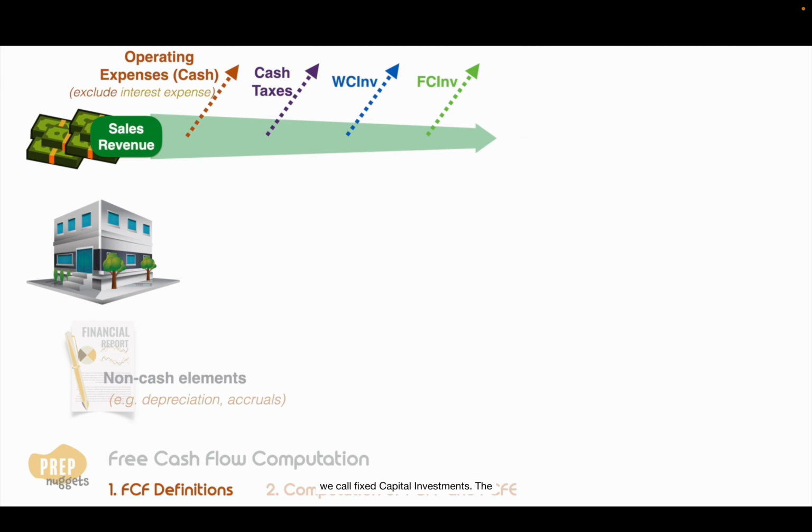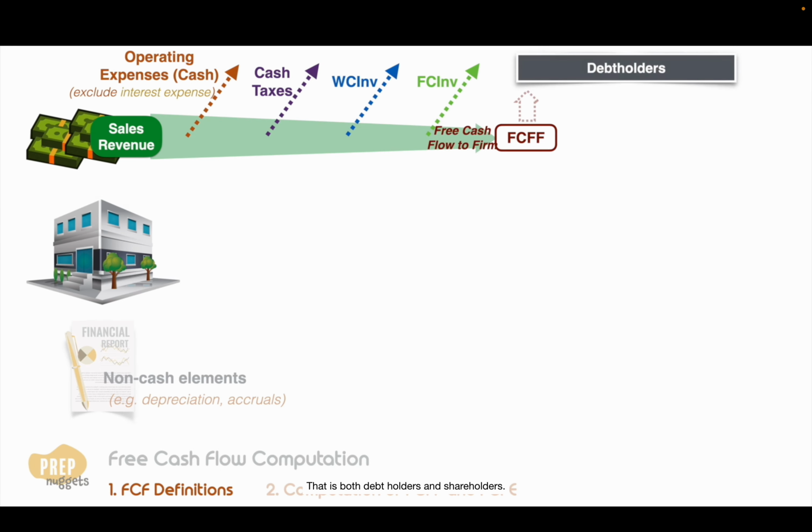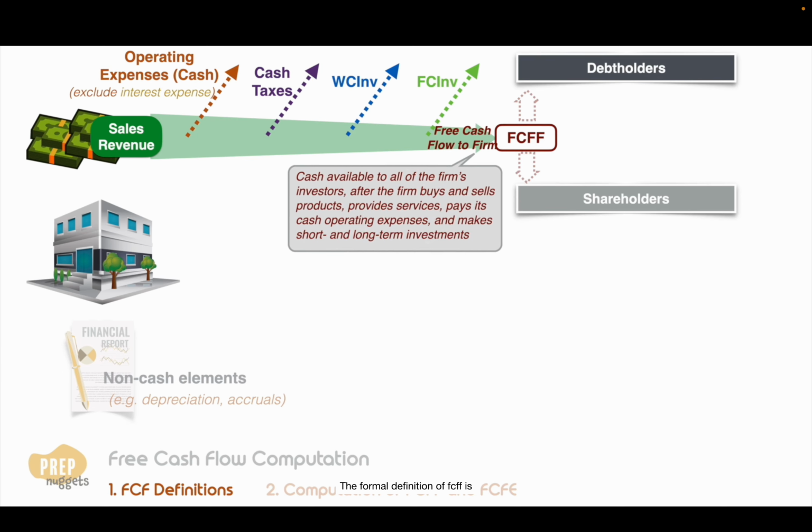The leftover cash is used to make short-term net investments in working capital and long-term investments in PP&E, which we call fixed capital investments. The remaining cash is called free cash flow to the firm because it's free to pay out to the firm's investors, that is both debt holders and shareholders. The formal definition of FCFF is the cash available to all of the firm's investors after the firm buys and sells products, provides services, pays its cash operating expenses, and makes short and long-term investments.